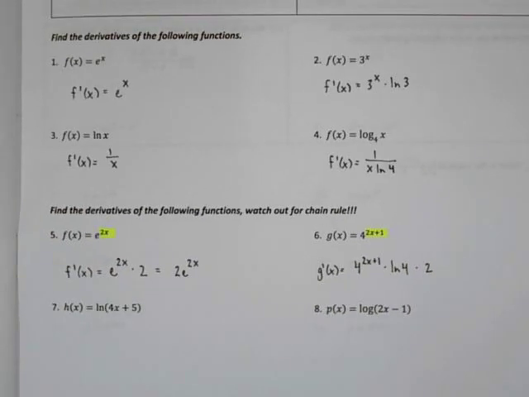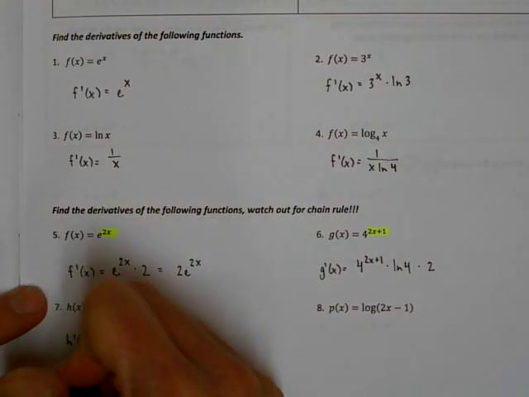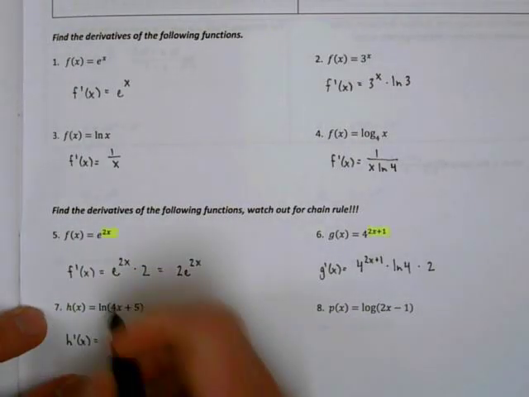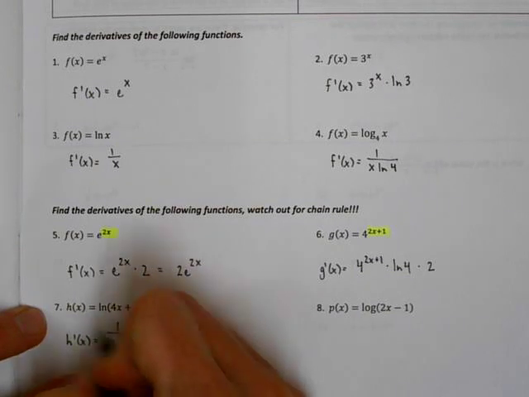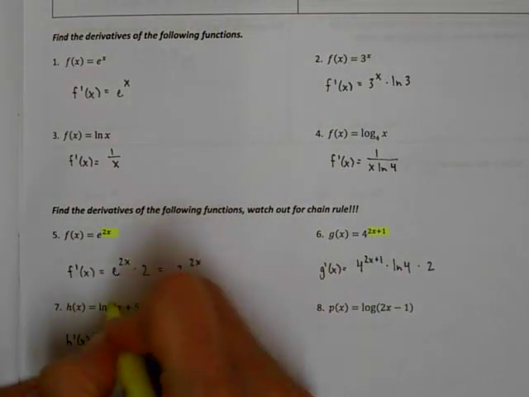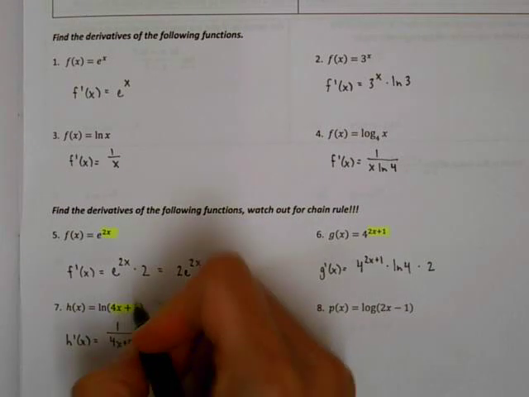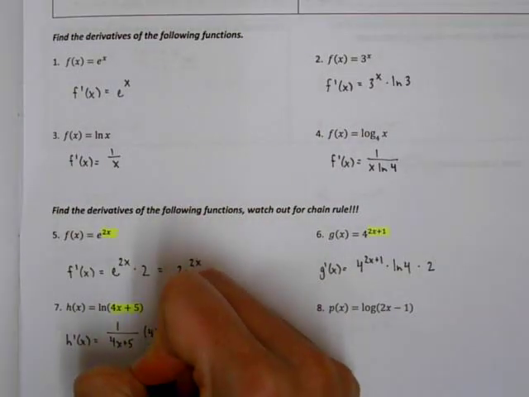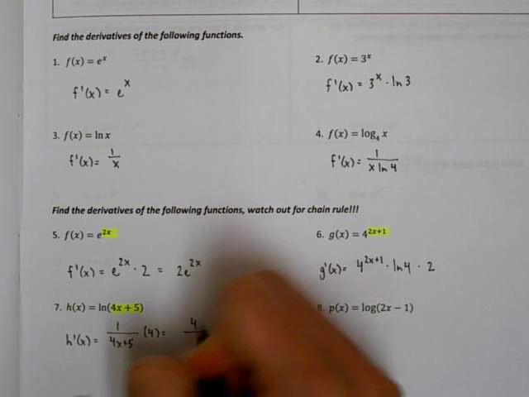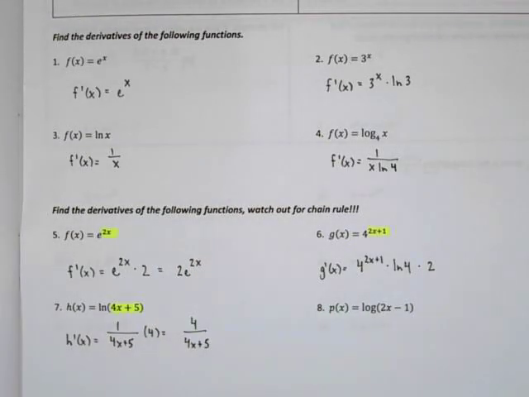Alright, for number 7, here we have our natural log. So I know my rule says the derivative of the natural log is 1 over everything that was in parentheses. And then again, I have to multiply by the derivative of what was in parentheses, which is just 4. So I can write this as 4 over 4x plus 5, and that's really all we can do with that answer.